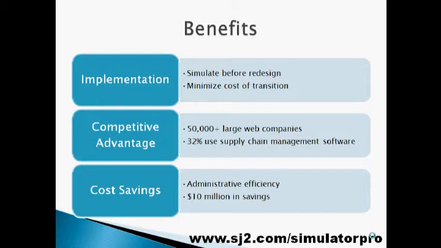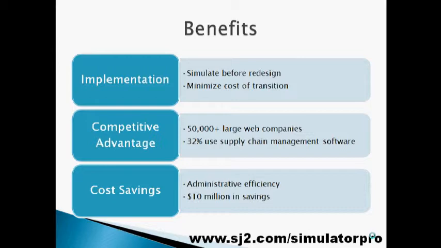Based on our market research, we have discovered that there are over 50,000 large web-based companies that generate $5 million in annual revenue operating in the world today. Of these companies, only 32% utilize some form of supply chain management software. Thus, by utilizing our product to its fullest potential, you can have the tools necessary to gain a strategic advantage of 68% of your market.